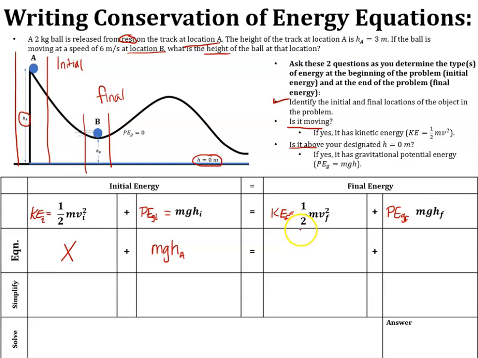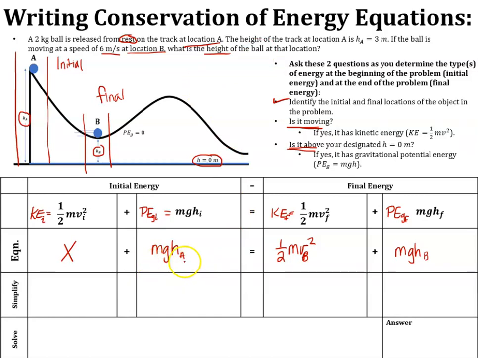Now we're going to look at what kind of energy we have at location B. Again, is it moving? Well, it tells us that it is moving with a speed of 6 meters per second, so yes, it's moving. So we have the equation 1/2 m v final, or vB, squared. The next question: is it above our designated h equals 0? Yes. So that means it also has gravitational potential energy. So I'm going to write that down. This is our conservation of energy equation specific to this question.